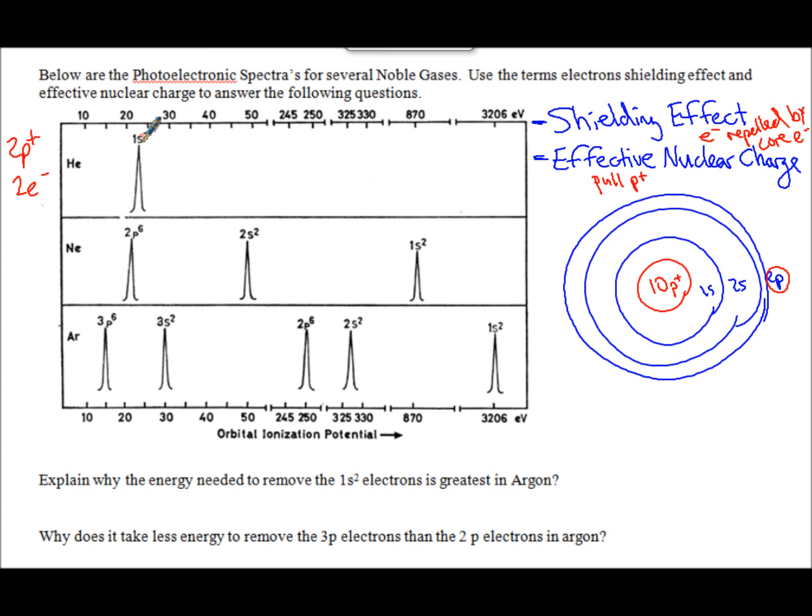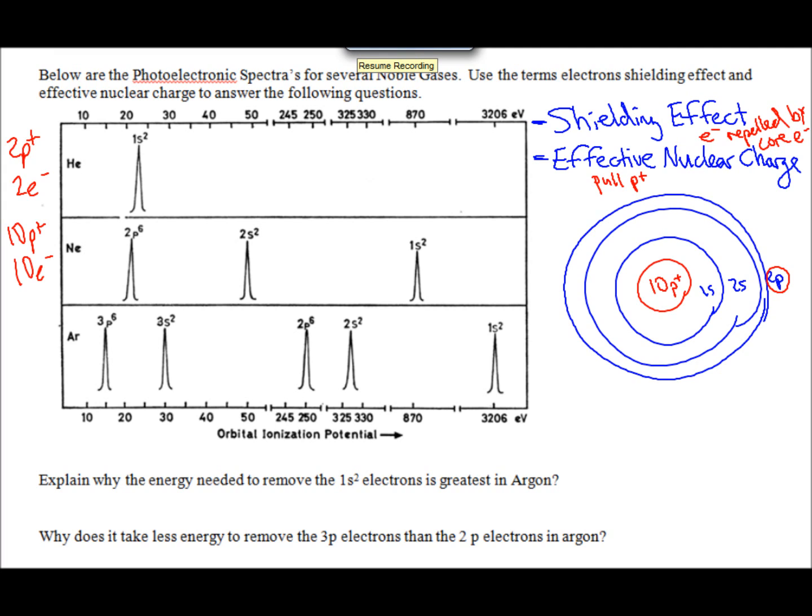Let's go to neon. 10 protons, 10 electrons. So we see a very similar peak for the first 6 electrons for neon. But the 1s orbital for neon, much higher peak. We need to figure out why it's such a high peak.